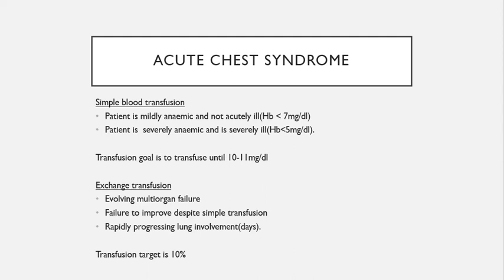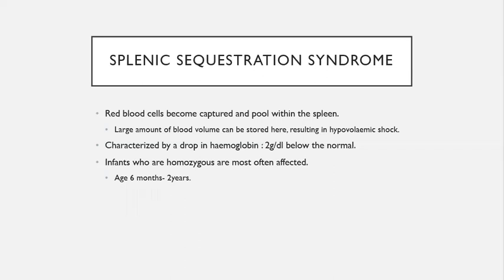So therefore, if a simple transfusion results in an HB of more than 12, they do advise for a therapeutic phlebotomy. Exchange transfusion allows for a rapid and dramatic reduction in the amount of sickled hemoglobin without increasing viscosity.